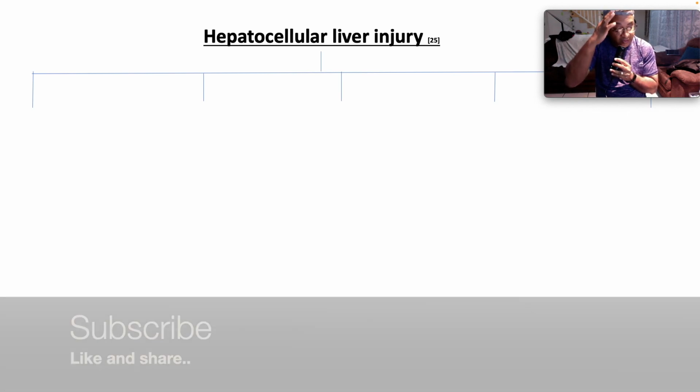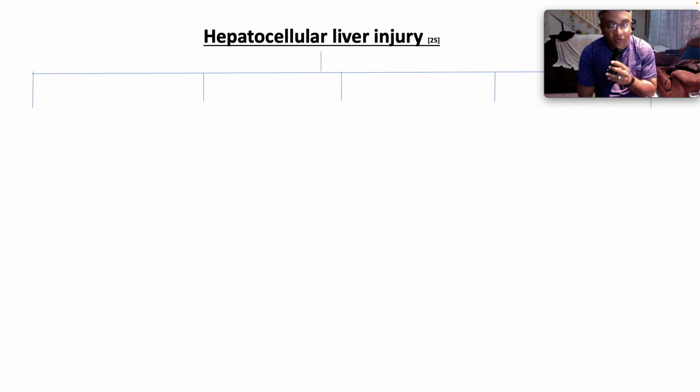So hepatocellular liver injury, by and large, refers to the predominance of aminotransferase elevation, also known as transaminases. That's your ALT and your AST, your alanine aminotransferase and your aspartate aminotransferase. So these are elevated compared with the alkaline phosphatase, or the ALK-phos. Serum bilirubin levels may or may not be elevated.